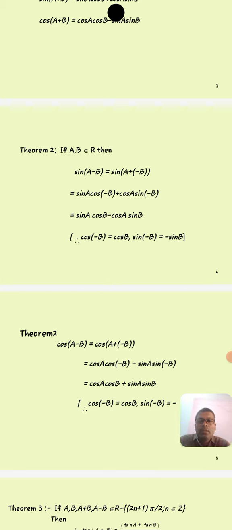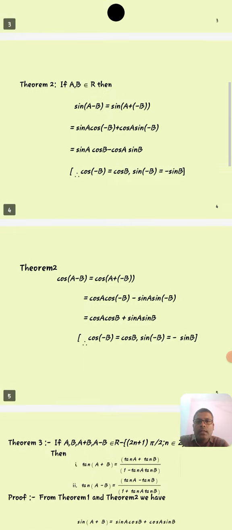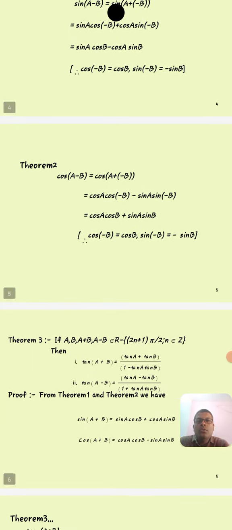Okay, is it clear? Now we go to the next one, cos of a minus b. Before we saw sine of a minus b, now we go to cos of a minus b. Cos of a minus b is equal to cos of a plus minus of b. Now we apply the cos of a plus b formula, so that cos a cos of minus b minus sin a sin of minus b.